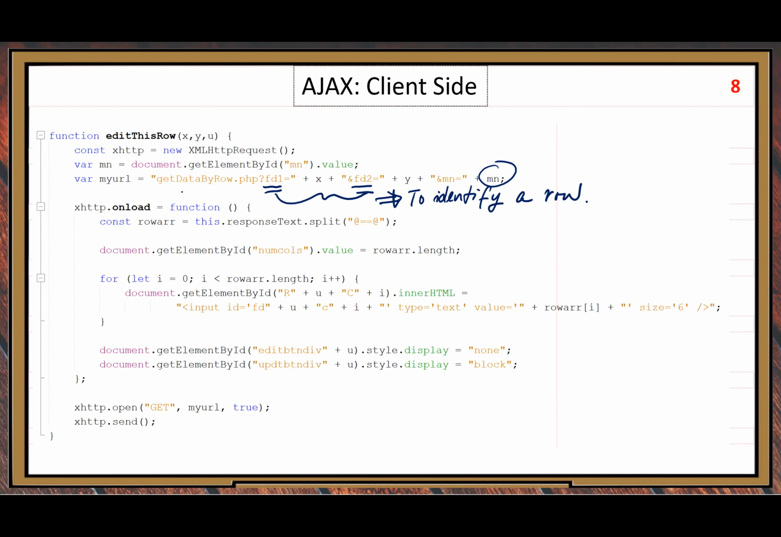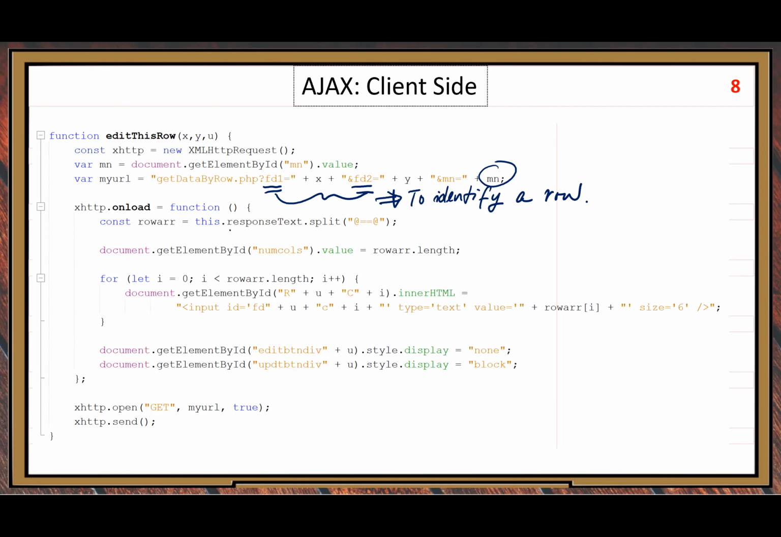On the back end, we need to write a PHP file, get data by row.php, and we need to pass these 3 parameters. First, we need to tell which table to retrieve data from. Second, the first 2 field values to identify a row. So we can retrieve the right row in this way. So we send it. Then the callback function.